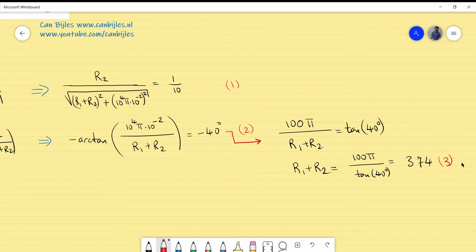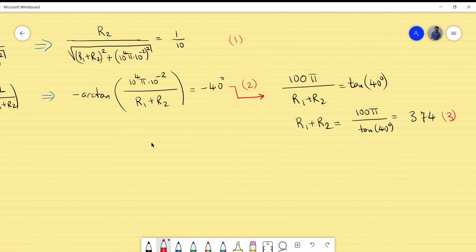Yes, I can use equation number 3 and equation number 1, because this is just 374. Substitute in here, I will have R2 only left here. So that's actually the following step. So what I do is the following: substitute equation number 3 in equation number 1.